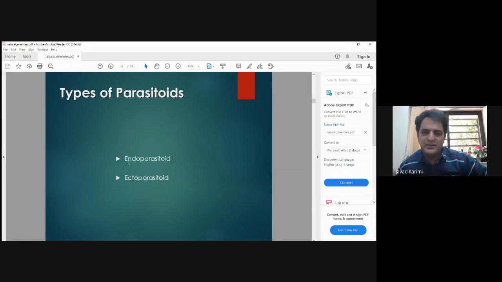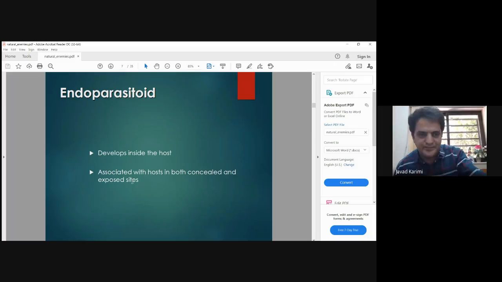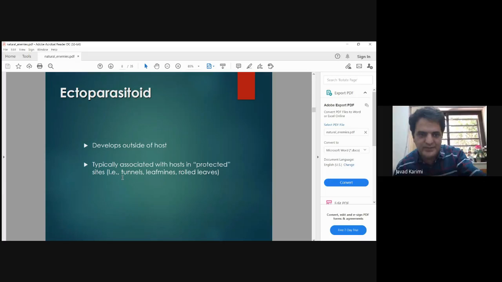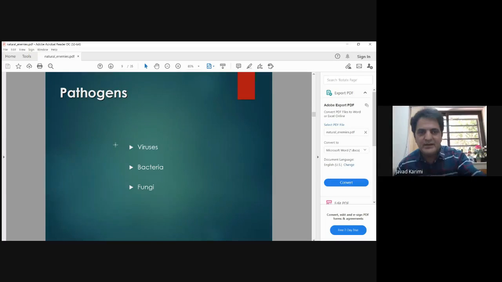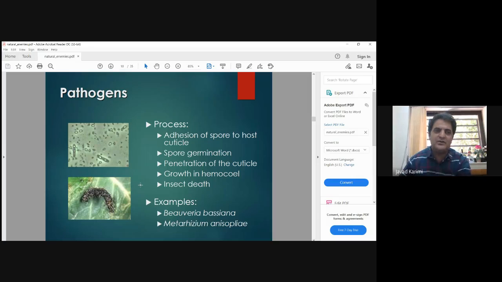Some parasitoids are endoparasitoid, some are ectoparasitoid. Endo means they put their egg inside the insect. Ecto means they put their egg outside of the insect, out of its body, inside or outside. And the third group is pathogen. Pathogen means virus, bacteria, fungi, and nematode. We have some groups of microbes like virus, bacteria, fungi, and nematode, which can be used as biological control.